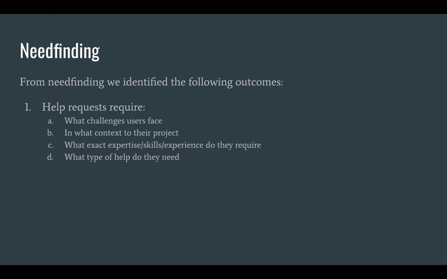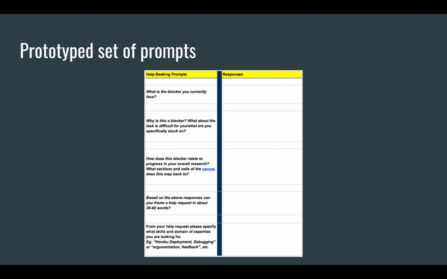Secondly, we did need finding to understand what we mean by a specific help request, or what it means to have a good help request. A good help request is able to highlight what challenges users face, in what context of their project they are facing these challenges, what exact expertise or experiences they are looking for, so helpers can align whether they fit this criteria or not, and what type of help they need. Do they need feedback, brainstorming, or a lot of other kinds of help request types.